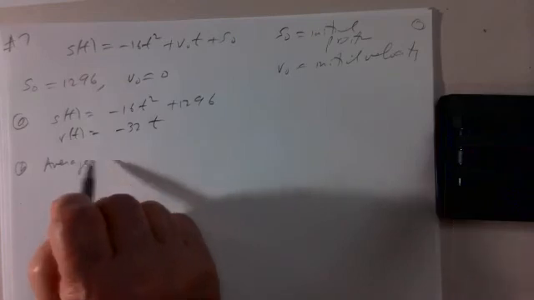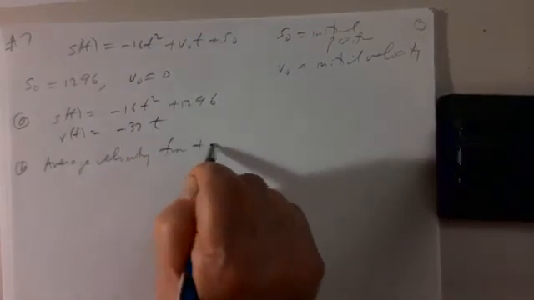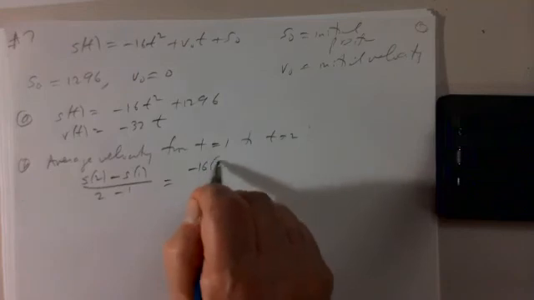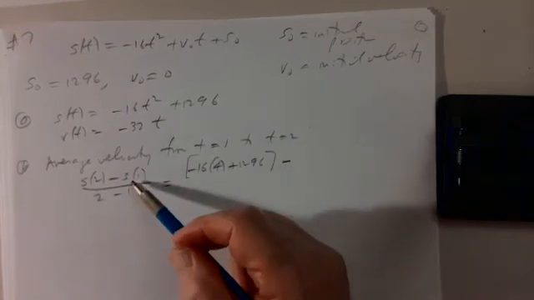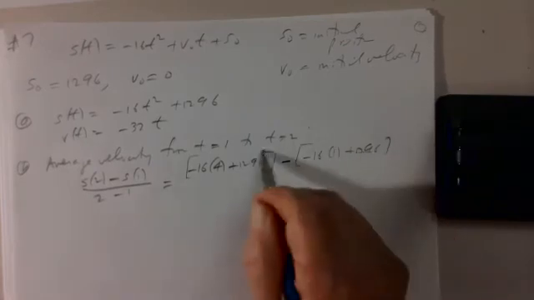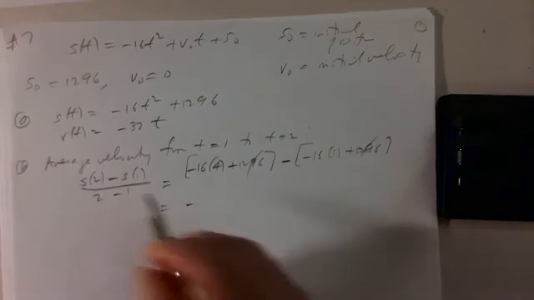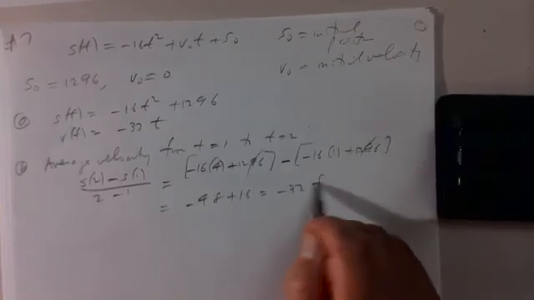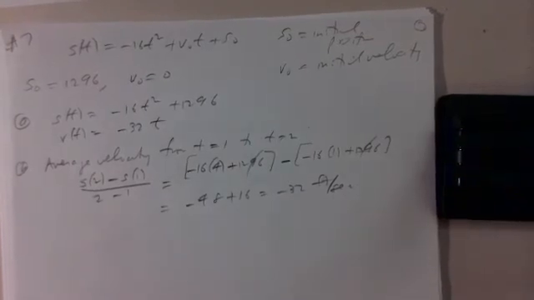What is the average velocity from time t equals 1 to time t equals 2? It's just the height at time 2 minus the height at time 1, over the time interval, 2 minus 1. What is s of 2? Minus 16 times 4 plus 1296, minus the height at time 1, minus 16 times 1 plus 1296. These cancel. You get minus 48, and 2 minus 1 is 1. Minus 48 plus 16 is minus 32 feet per second. That's the average velocity from 1 to 2.